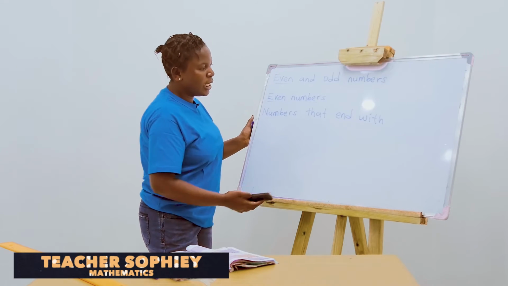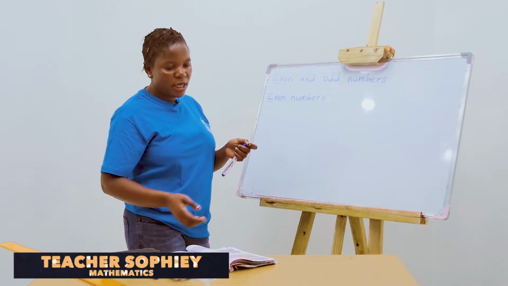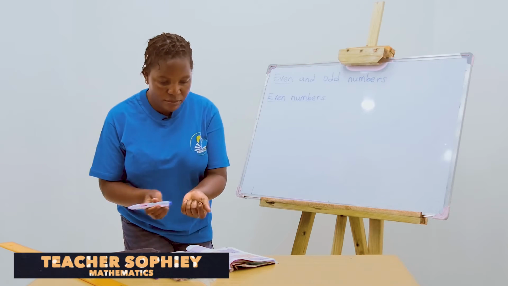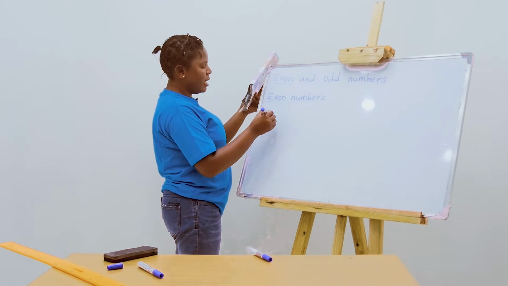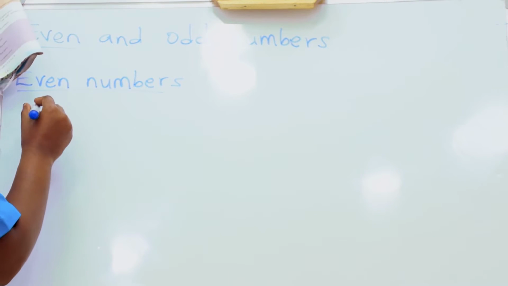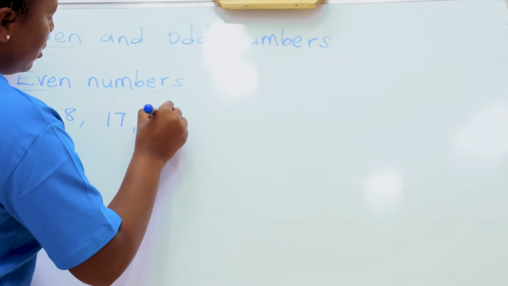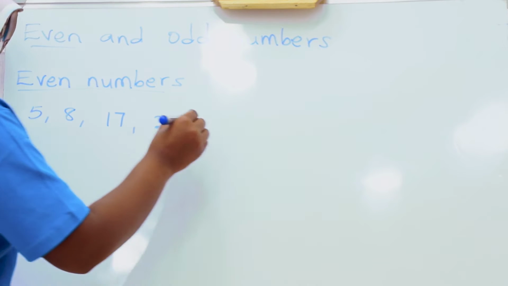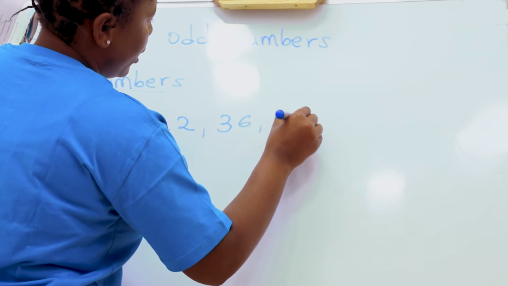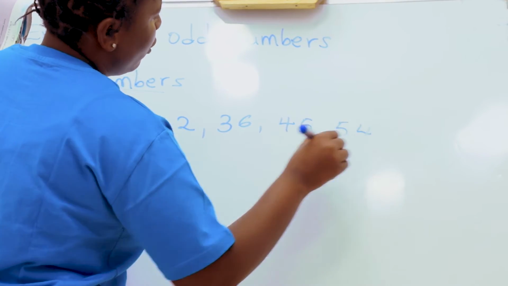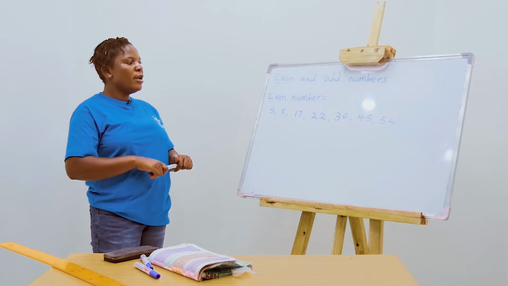So maybe we can look at examples here. Circle the even numbers. I have numbers here: 5, 8, 17, 22, 36, 45 and 54. Our question says we circle the even numbers.